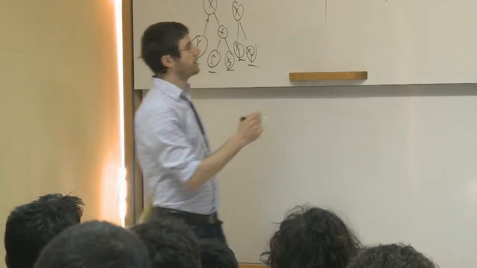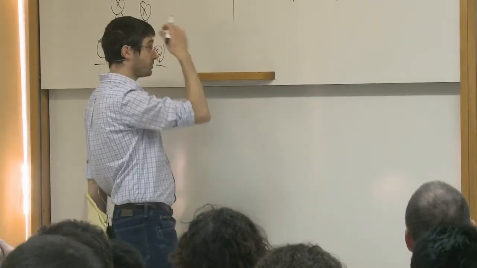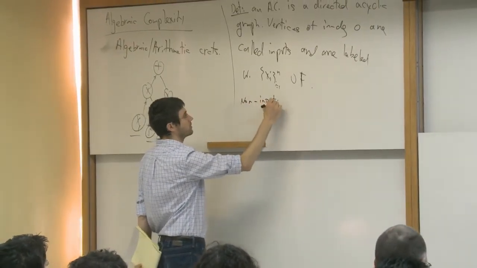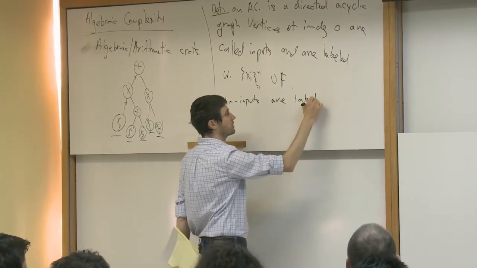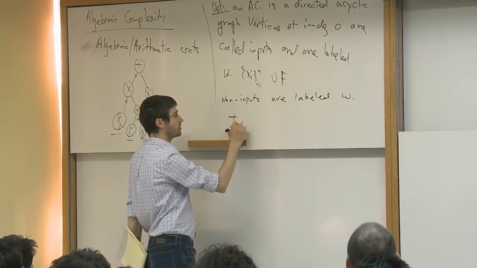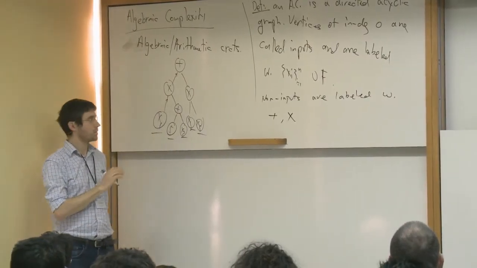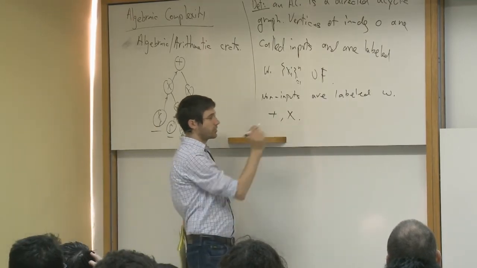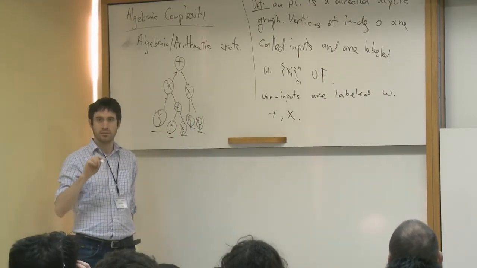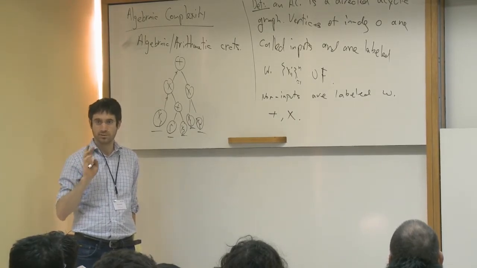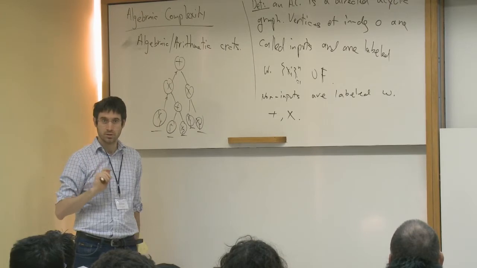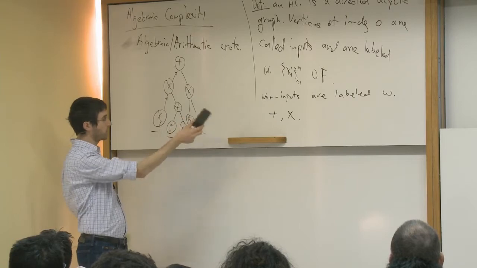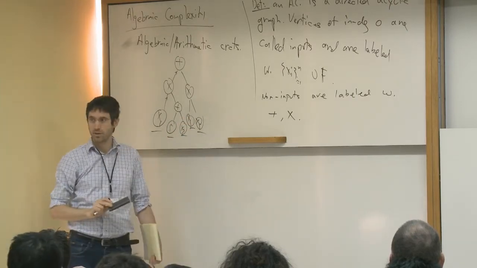Non-inputs are labeled with either plus or times. Like here. We can also ask about divisions. We will later speak about why we don't use divisions. We'll say that actually it doesn't matter that much. So the nodes are labeled with the arithmetic operators, and the inputs are labeled with variables.